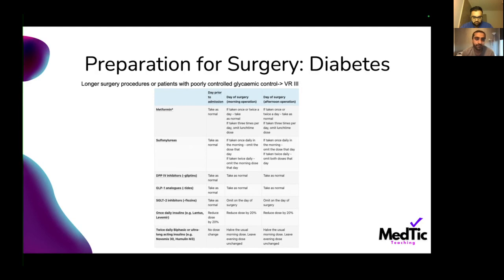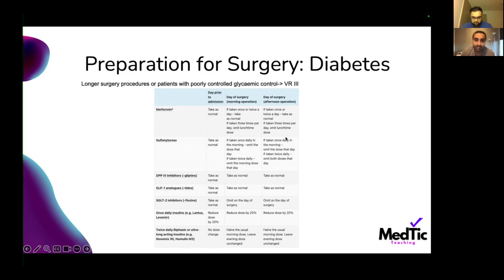Firstly, for longer surgeries or emergency surgeries, or a patient with poorly controlled glycemic control, you normally have a variable rate insulin for them during surgery. That's simple. But let's assume our patient has good glycemic control. Here's the table I've taken from PassMedicine, but again, a lot of it is just continue as normal, and then we'll talk about some specific rules to remember.